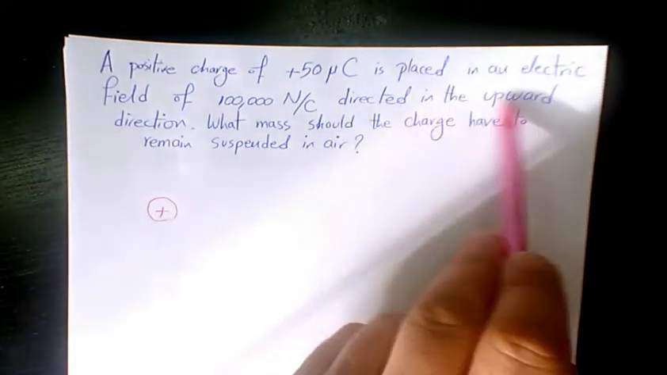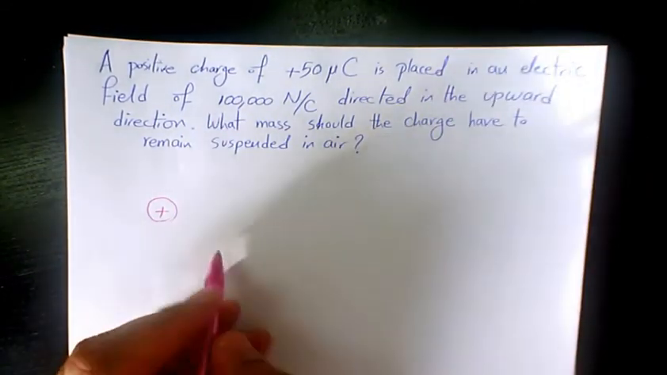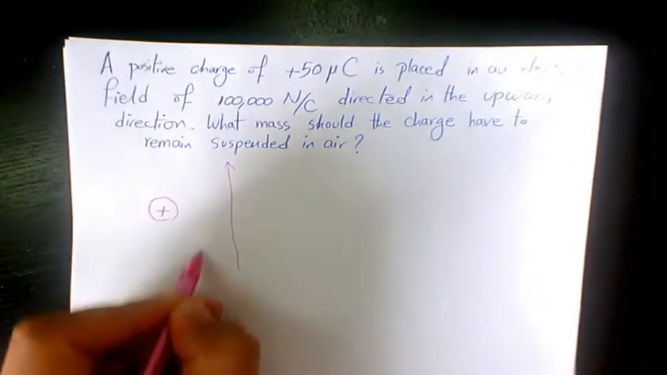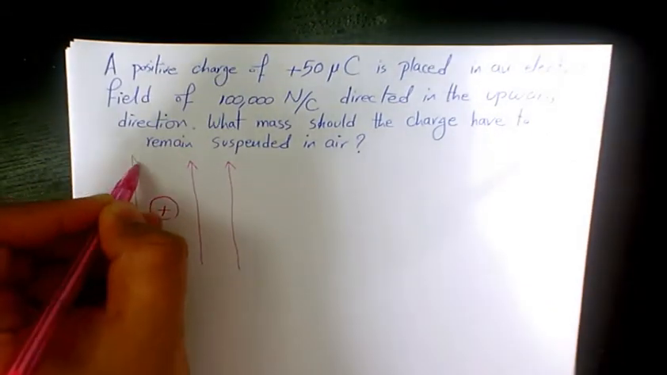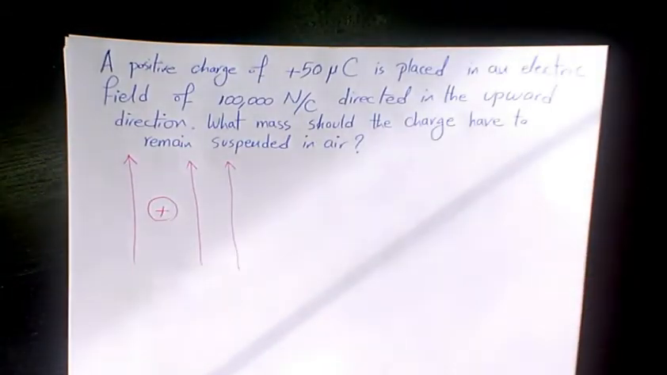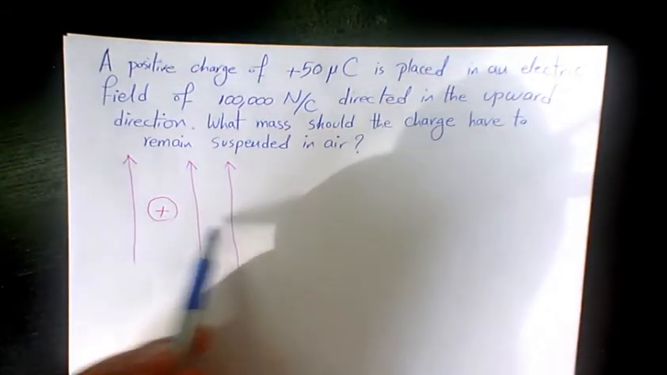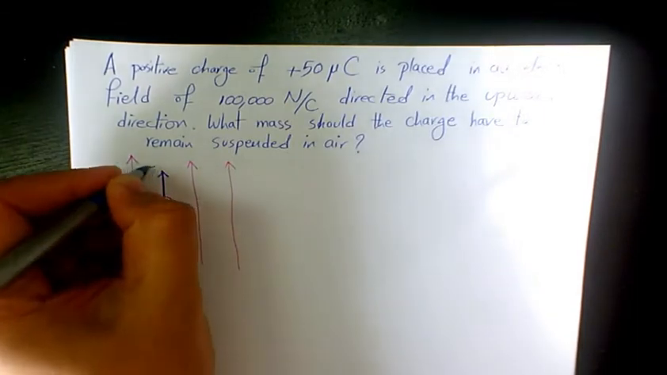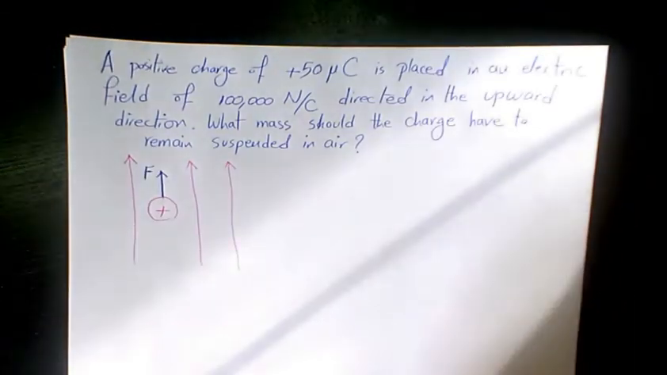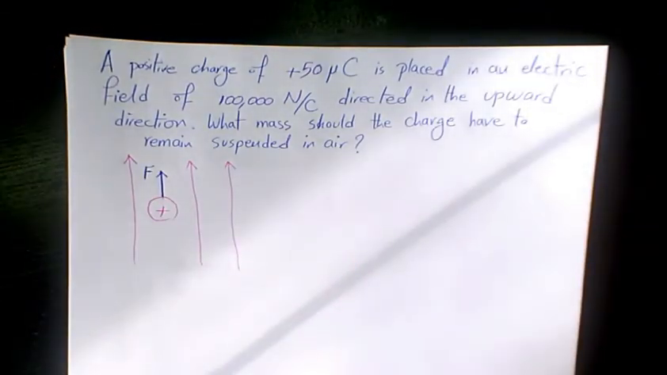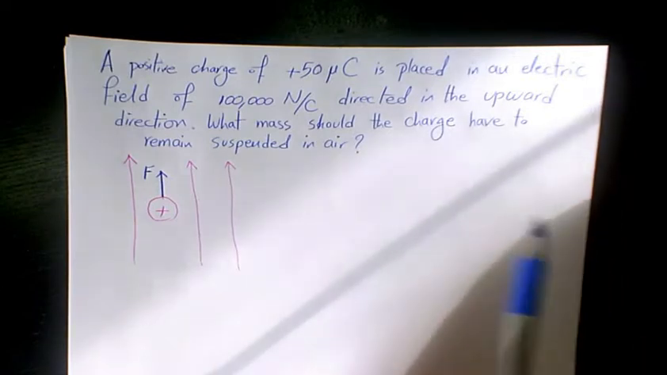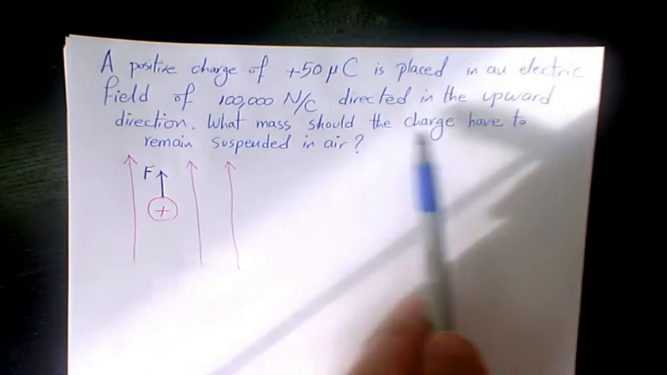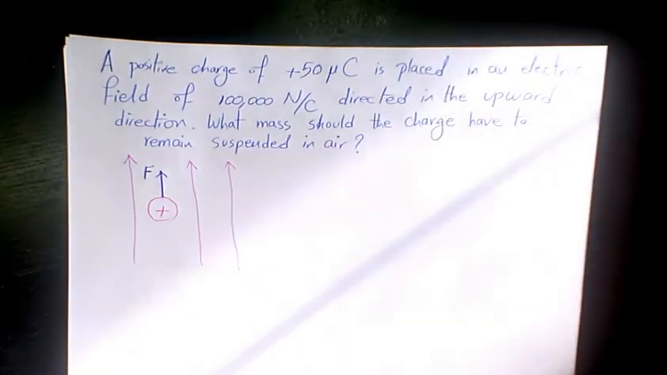and it says the electric field is directed upward. It means that the electric field is going this way. So it means that this electric field pushes this particle toward up. So we have electric force toward north. And it says what mass should the charge have to remain suspended in air.